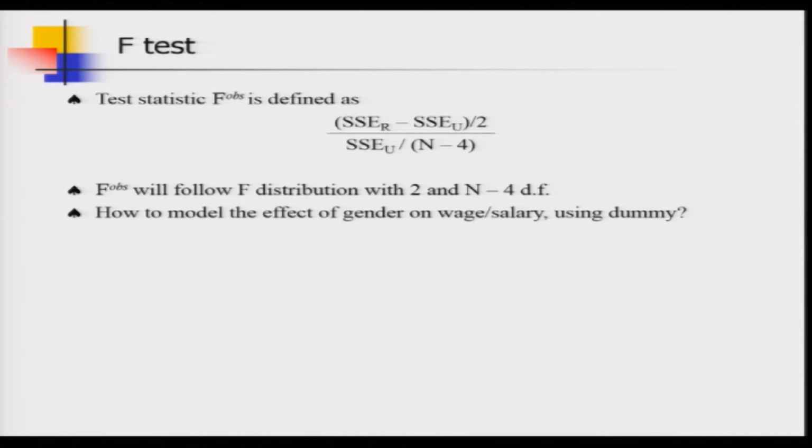So, here SSE, of course, you remember, is the sum of squares of error residuals, and the R subscript stands for the restricted model and the U subscript stands for the unrestricted model. Okay. So, let me remind you once more about the calculation of this SSE metric. How would you calculate the SSE metric?